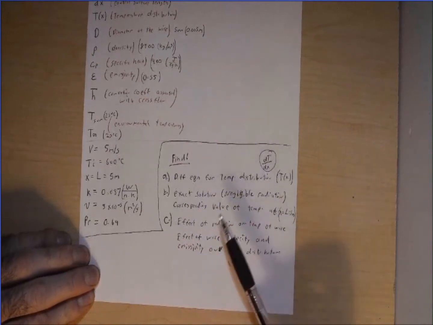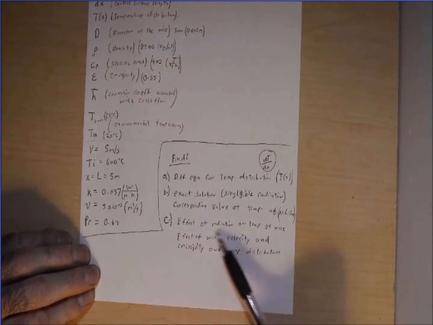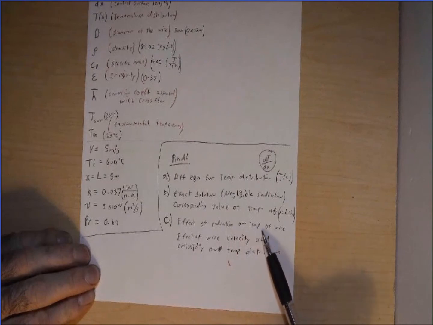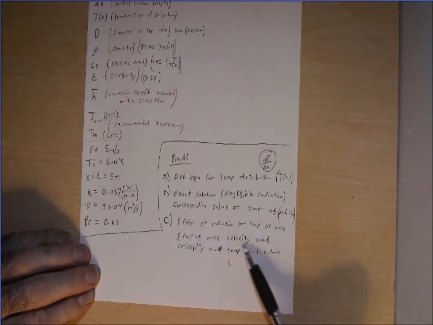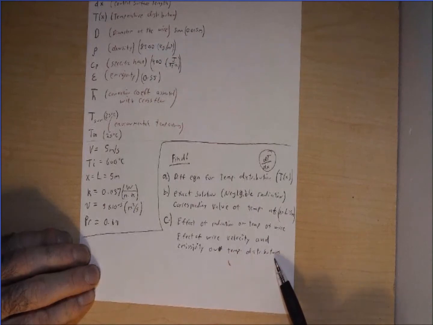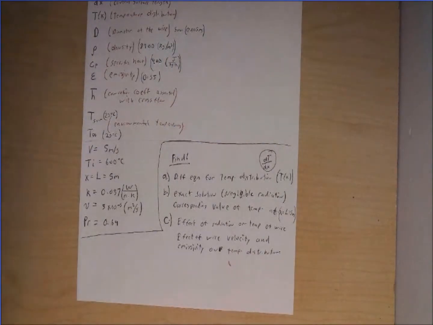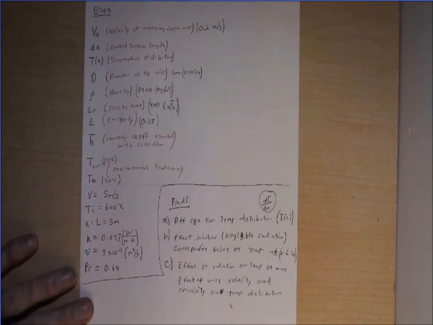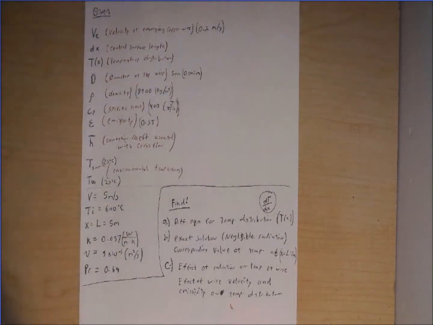And part C, they want us to find the effect of radiation, so now we're including radiation, on temperature of the wire, effective wire velocity, and emissivity on temperature distribution. So those are the 3 things we're looking for to solve the problem. And here's a great page to reference back to with all of our variables and the values that they give us.